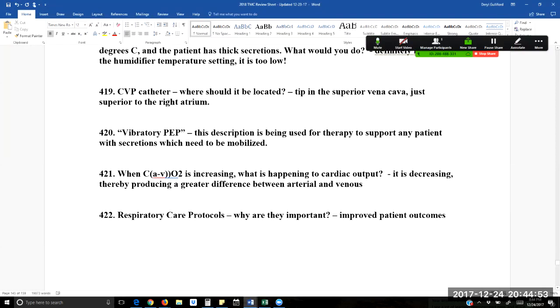Okay, when C(a-v)O2, that's the AV oxygen content difference, is increasing, what is happening to cardiac output? Well, cardiac output is decreasing when the AV difference is increasing, and that has to do with extraction of oxygen at the tissues. When the blood flow is poor, the blood moves through the tissues very slowly, a lot of oxygen gets extracted, and you have a bigger difference between arterial and venous. That's not a good sign for the patient, by the way. But AV difference increasing means cardiac output decreasing.